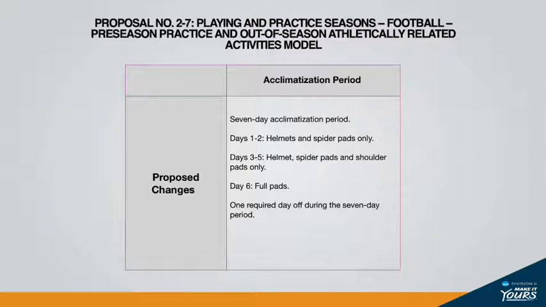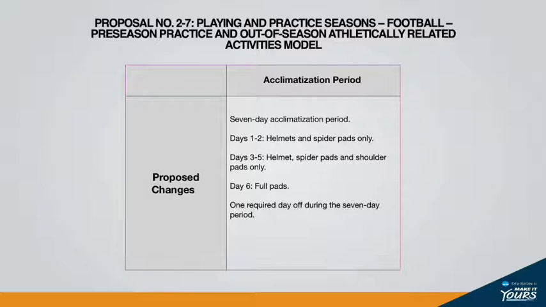Under current legislation, during the 5-day acclimatization period, an institution is permitted to use helmets only during the first 2 days, helmets and shoulder pads only during the 3rd and 4th day, and full pads during the 5th day. If adopted, an institution will be allowed to use helmets and spider pads only during the first 2 days of practice or testing activity, helmets, shoulder pads, and spider pads only during the next 3 days of practice or testing activity, and full pads on the 6th day of practice or testing activity.